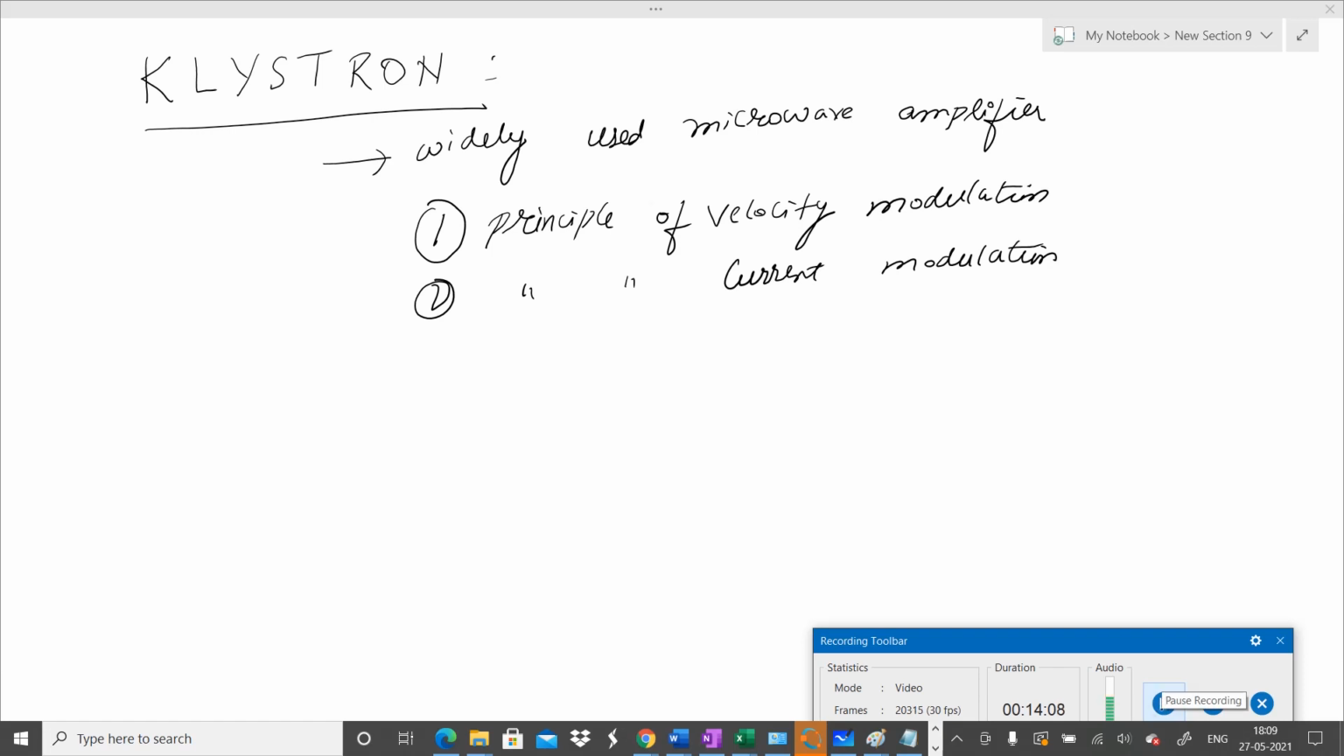First of all, let me give a brief introduction to the cavity, because we will use this term again and again, especially the cavity resonator.